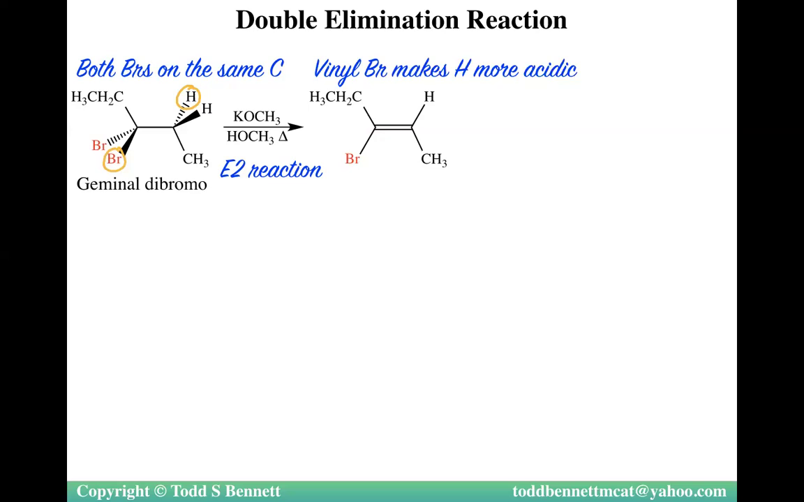And so I simply do the same reaction again. When it's vinylic, meaning the H is on the double bond and the Br is also on the double bond, it makes the H more acidic. So the Br pulls electron density away by inductive effect, which in turn pulls electron density away from the H. It makes that H more acidic.